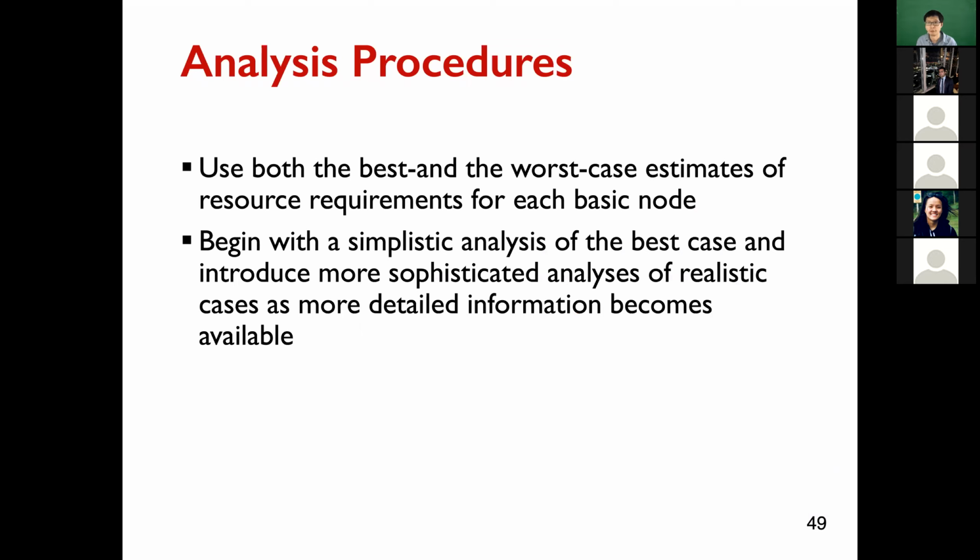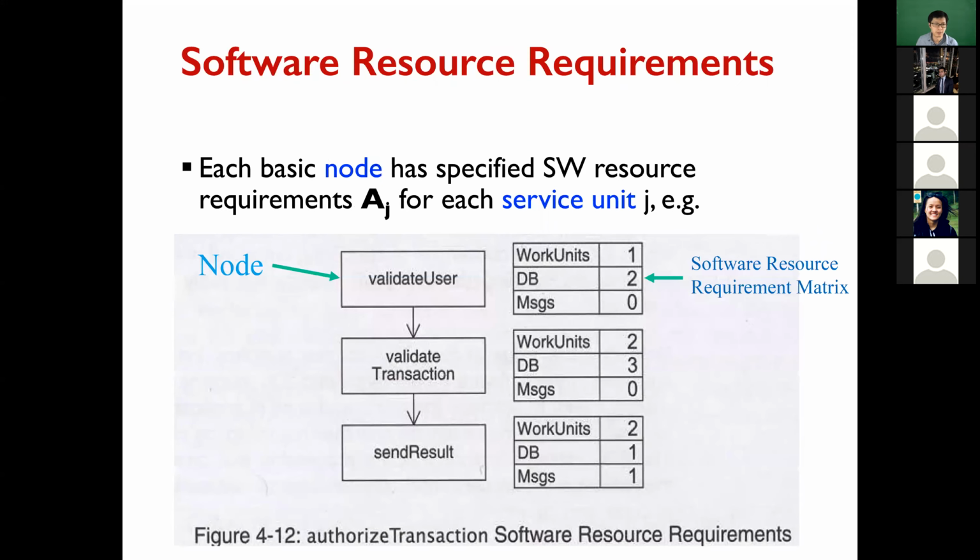First of all, we start with a very simple case, and we don't consider many complex scenarios. We first do a simple case, then gradually add more information to make it more sophisticated. So what is the simple scenario here? Let's look at one example, a very simple subgraph called the authorized transaction.